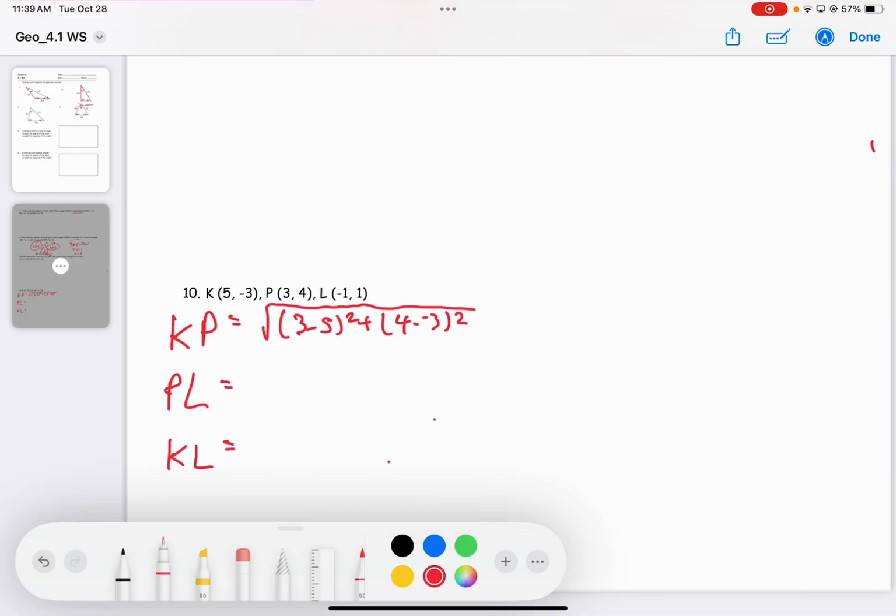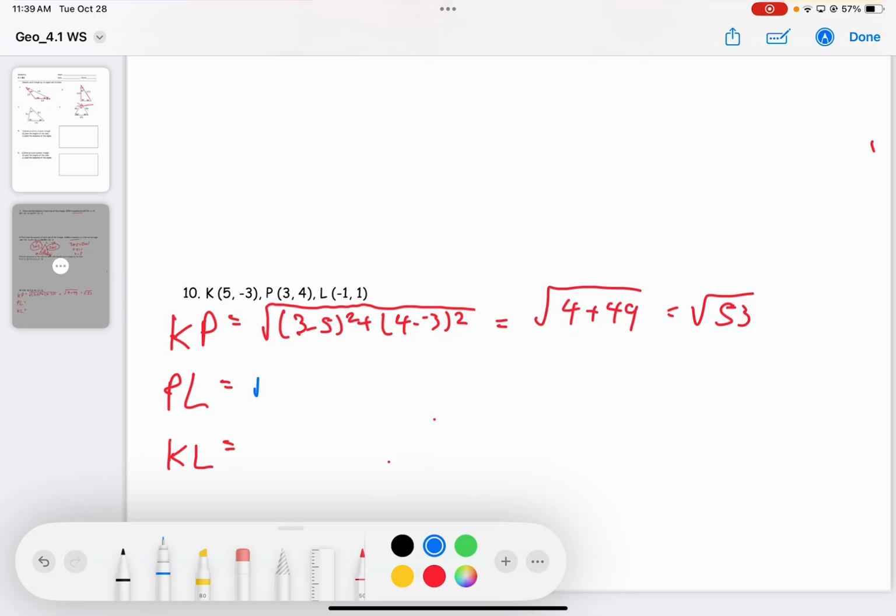All right. So then let's simplify that. Square root of, okay, 3 minus 5 is negative 2. Negative 2 squared is going to be 4. And then 4 minus negative 3 is 7. 7 squared is 49. So 4 plus 49 gives me square root of 53. I don't care enough to simplify that further. It's like 7 point something, okay? All right, and then let's do PL.